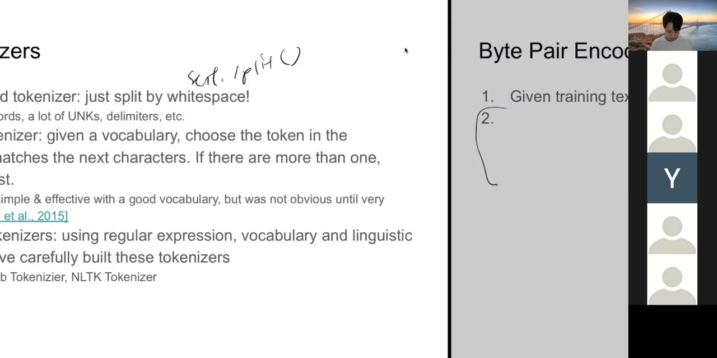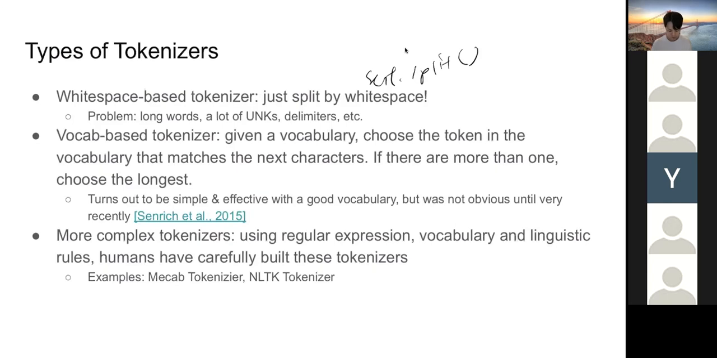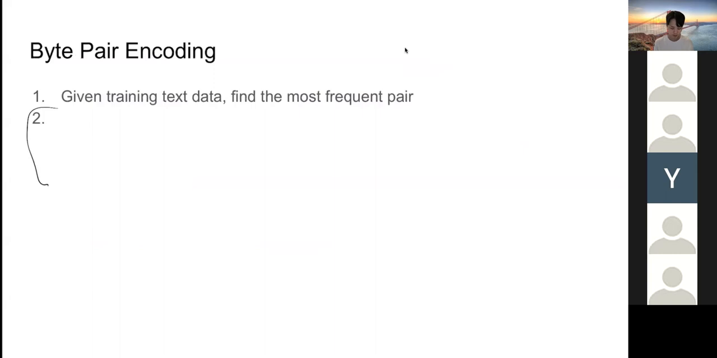I'm going to talk about byte-pair encoding, which basically corresponds to this vocab-based tokenizer. It's a data-driven tokenizer, which means the tokenizer's behavior depends on your vocab, and it's basically trained. The idea is simple. Given training text data, which we call a corpus, you start. Corpus and text data are basically the same thing, but a corpus is usually a really big thing, like millions or billions of sentences.